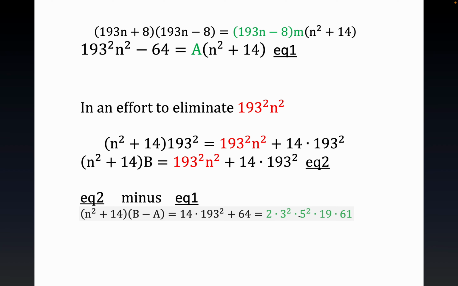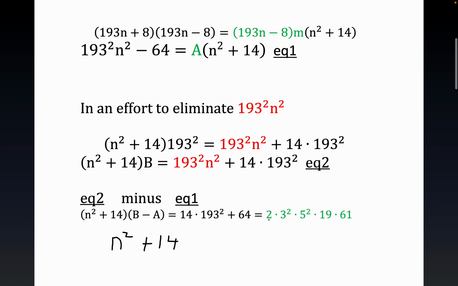And y'all, this was tedious to find, okay? But I won't bore you with that. It was very tedious, time consuming. So we have n squared plus 14. And again, we're not worried about what this equals. We just know that n squared plus 14 has to be a divisor of this number here. Okay, but this number has a prime factorization of this, okay? 2 times 3 squared times 5 squared times 19 times 61. Again, very, very time consuming.